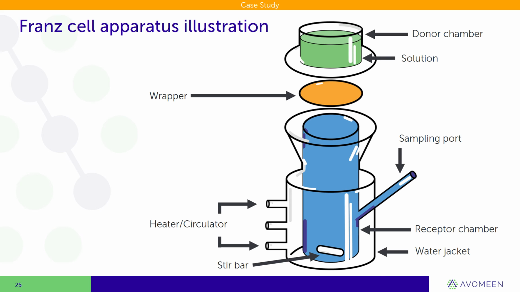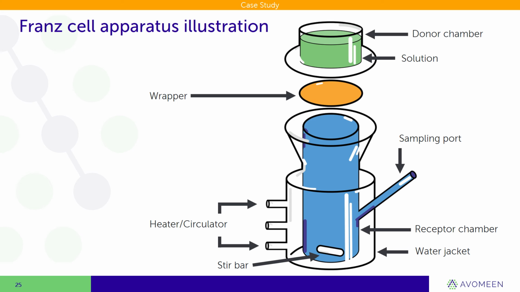What we did is use a Franz cell. So the wrappers were small, and we had good limits of detection for the analytical method. So we printed the wrapper, put the wrapper in here, and the food simulating solvent is in this body, and this is how a Franz cell is put together.